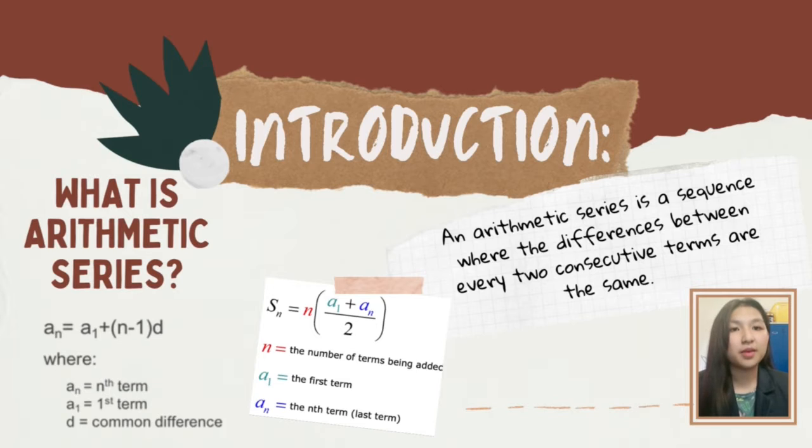So we have two types of arithmetic series formulas. We have an is equal to a1 plus n minus 1 times d, where an is equal to the nth term, a1 is the first term, and d is the common difference. The second formula is related to the sum of the first n terms of an arithmetic series when the first and the last terms are known. It is given as Sn is equal to n times a1 plus an over 2, where S is equal to the sum of the first n terms, an is equal to the last term, a1 is equal to the first term, and n is the number of terms being added.